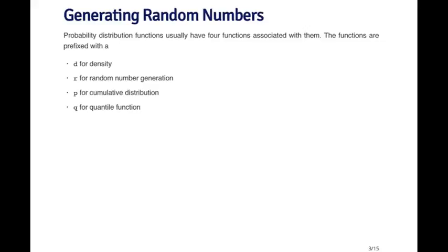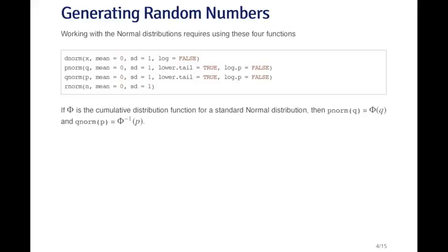There's a dnorm function which evaluates the density of the probability distribution for a given mean and standard deviation. There's the pnorm function which evaluates the cumulative distribution, and there's the qnorm function which evaluates the quantile function. Every distribution has these 4 types of functions. For the gamma distribution, there will be dgamma, rgamma, pgamma, and qgamma functions. And for the Poisson distribution, there's the rpois, dpois, ppois, and qpois functions.